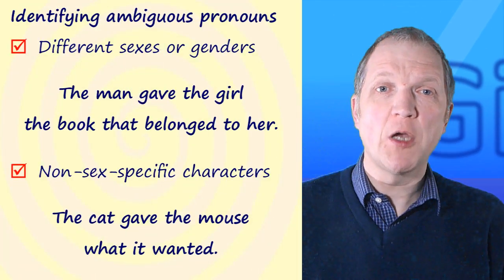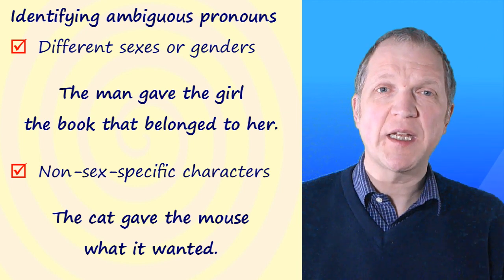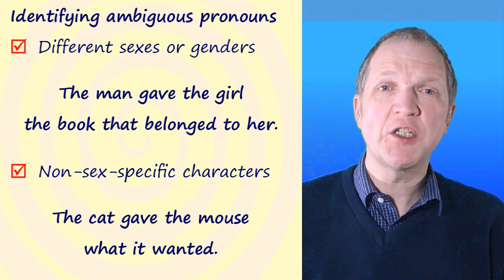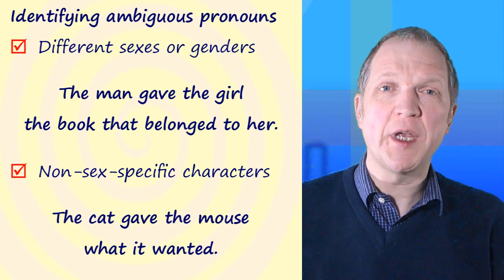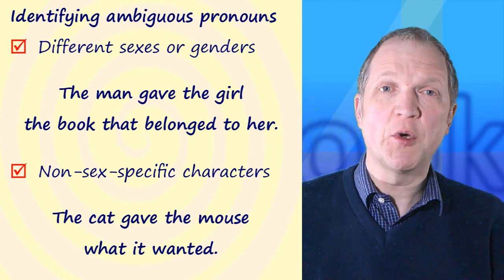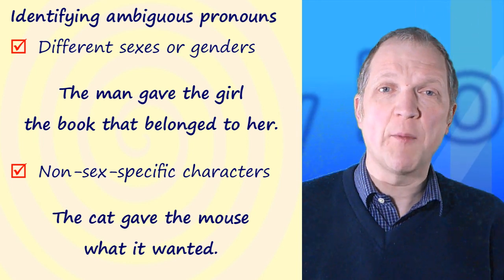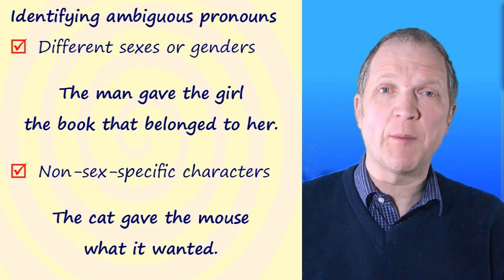Ambiguous pronouns are most likely to occur when a scene, sentence or paragraph in your novel contains two or more characters of the same sex or gender. For example, if the boy in the previous section were a girl and the book were hers, then the sentence could become, the man gave the girl the book that belonged to her, and there would be no ambiguity.